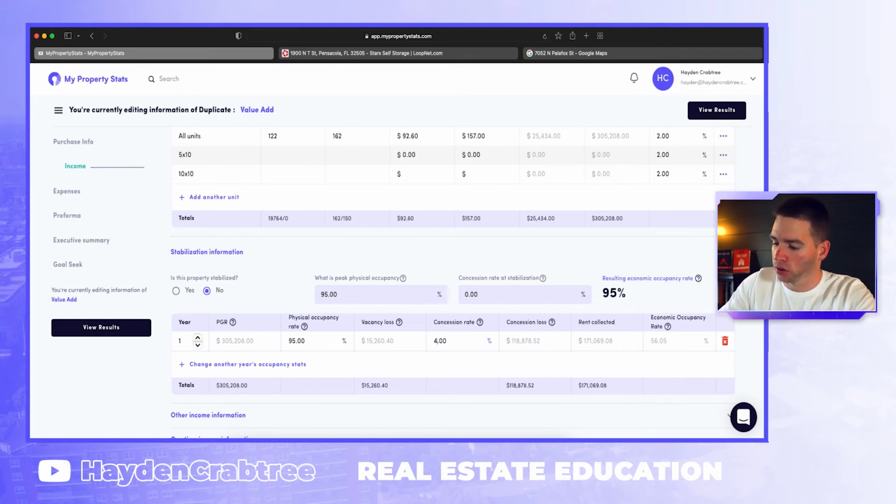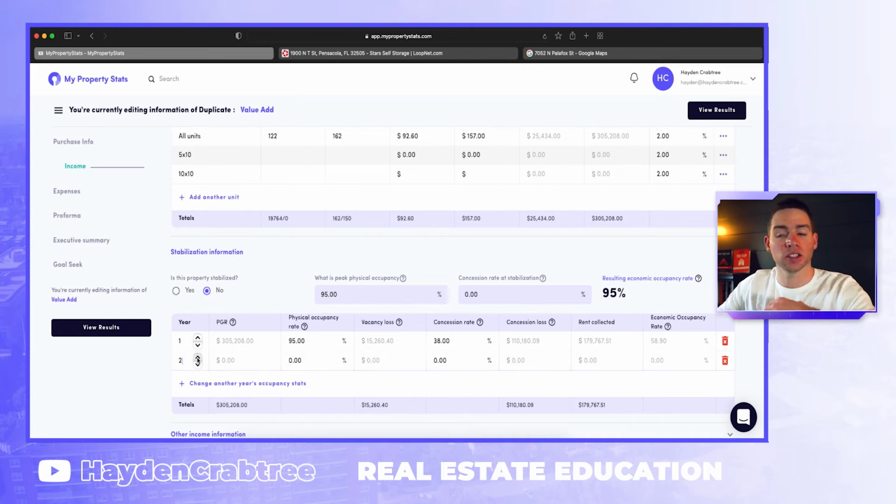My math might be off a little bit somewhere, but I want to get this rent collected to essentially $180,000. So we're going to go down to 37% and 182. So we're going to go back up to 38%. And now we've got rent collected about $180,000.